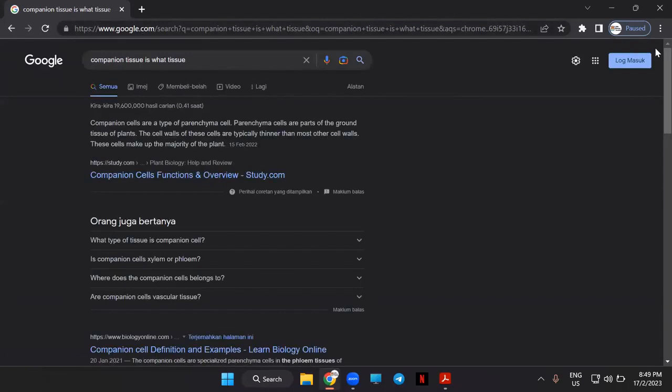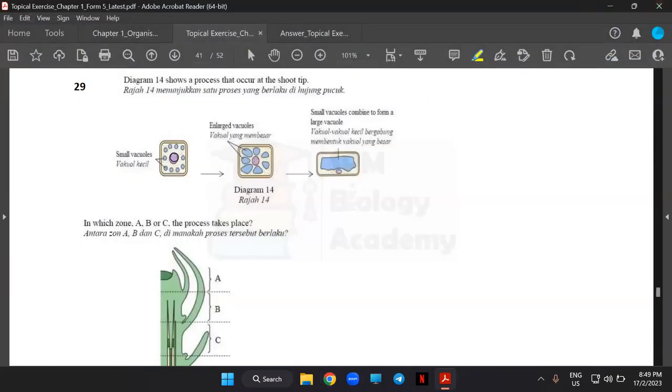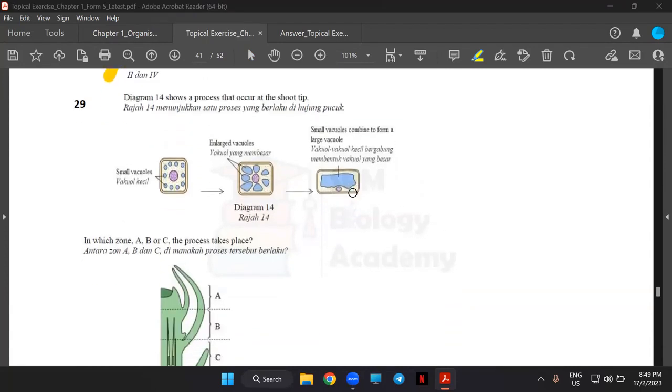Parenchyma. Punirdan, jawapannya ialah parenchyma. Companion cell adalah parenchyma cell. Okay. So answer your question, Punirdan. Dia ialah parenchyma cell. For all everybody. Untuk semua orang ingat, companion cell ialah parenchyma tissue. Parenchyma cell or parenchyma tissue. Okay, alright. Okay, clear with that.